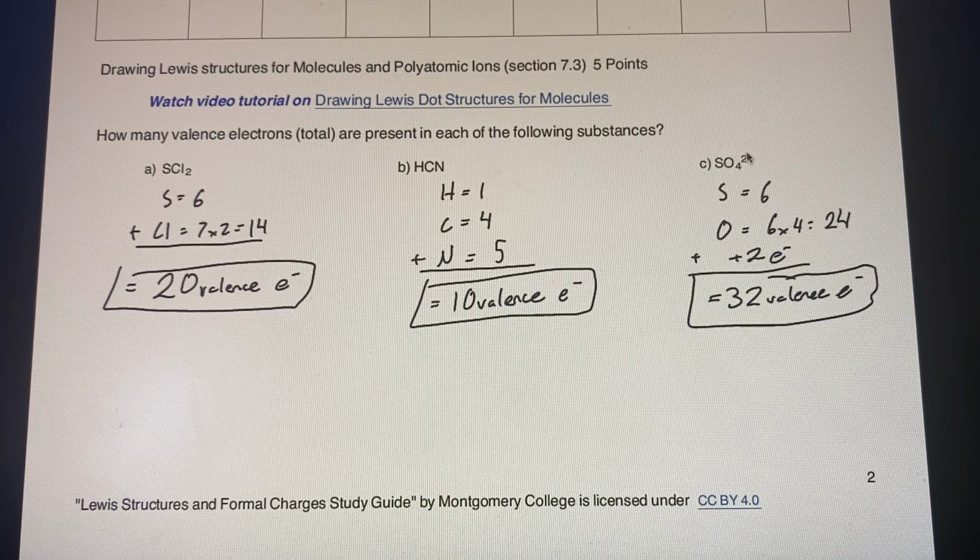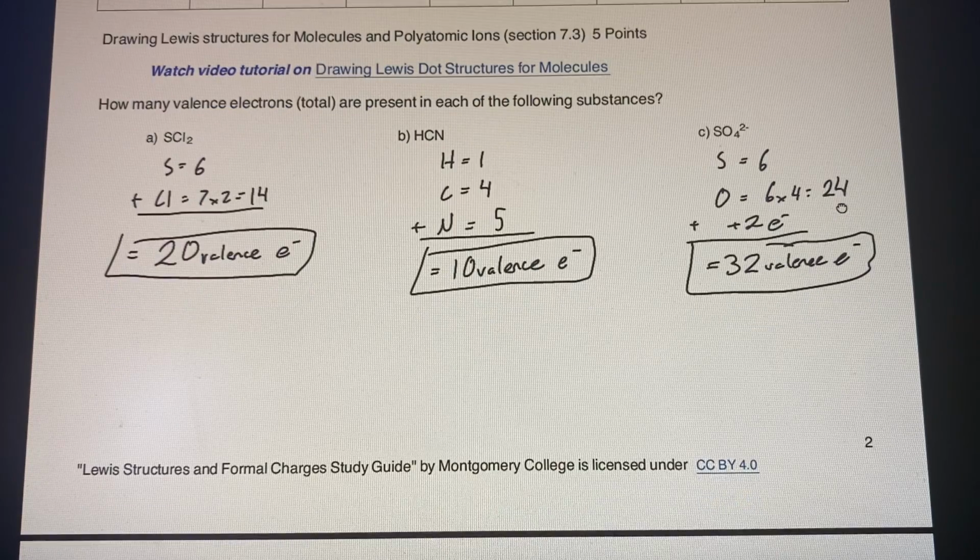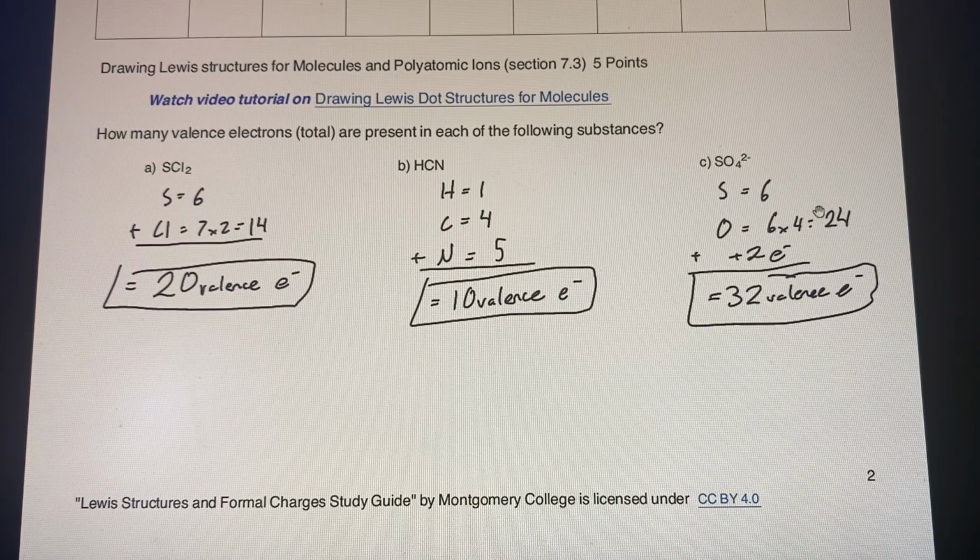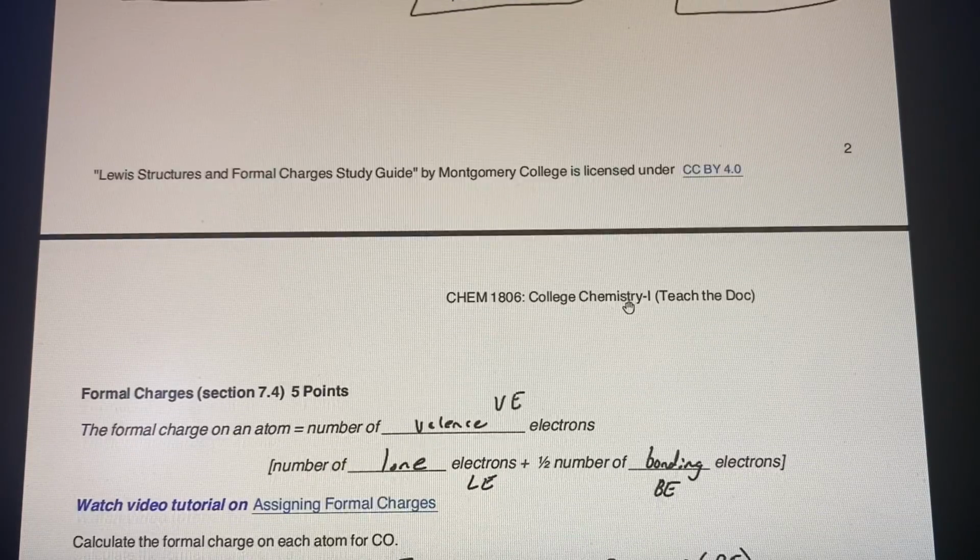And for the SO4, we have 6 coming from sulfur, 6 coming from oxygen, but 4 times, so we multiply it by 4, and then we have a total of 24 from oxygen. However, we have this net charge of -2, which means that we have 2 extra electrons in this substance. So therefore, we're adding another 2 electrons because of that -2 charge, which gives us a total of 32 valence electrons.